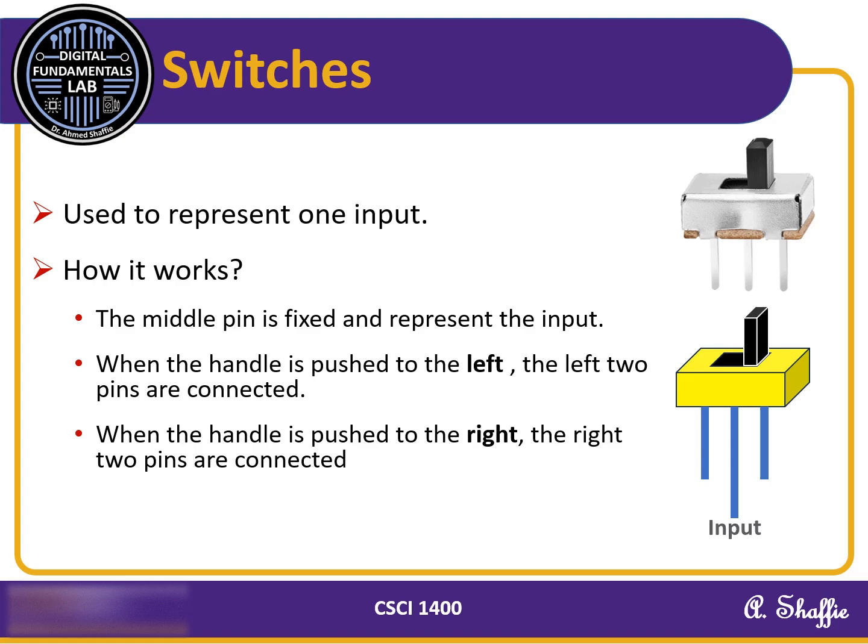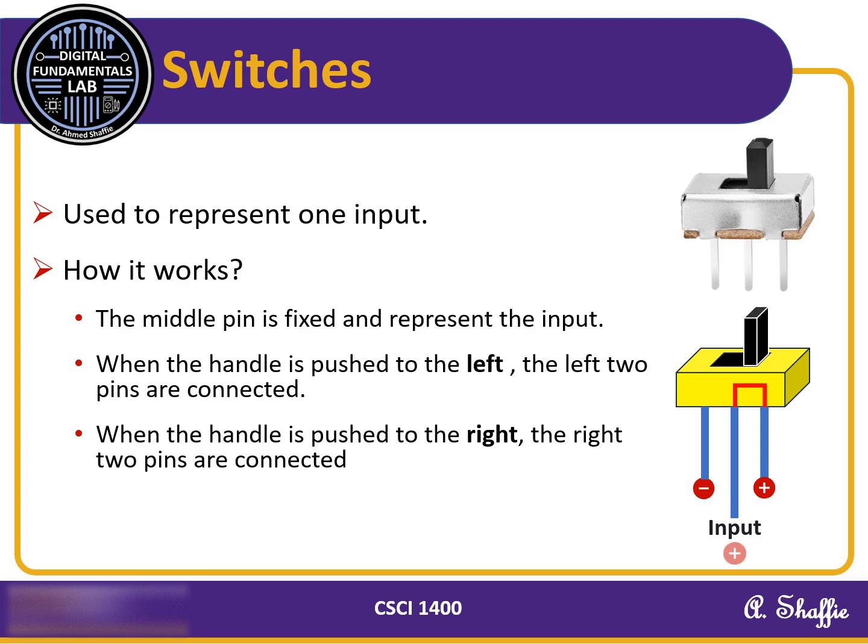The middle pin is fixed and should be connected to the input of the logic gate. The other 2 pins are connected to either the power supply or ground. Suppose we connect the right pin to VCC representing a logical 1 and the left pin to ground representing a logical 0. If the switch handle is to the right, like you see here, the middle pin is connected to the right pin, which means the input to the logic gate is 1.